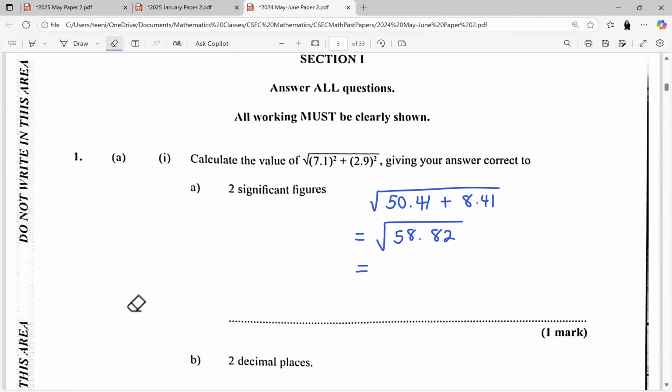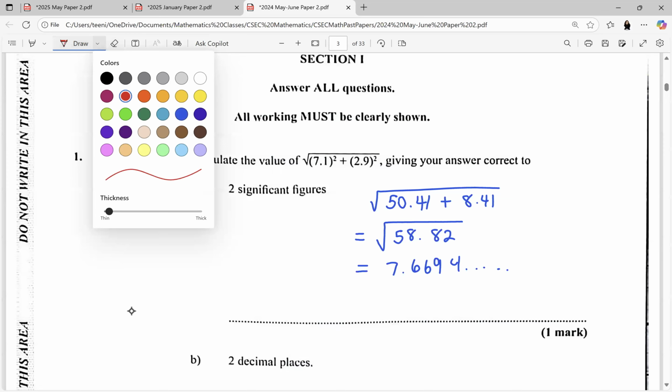Okay, so what you got? I got 7.669. Good. So it's 7.6694 and a bunch of other numbers, right? What about you, Faith and Joshua? Did you all get this as well? Yes, miss. Good. So it says two significant figures. Remember, the first significant figure is the first non-zero digit. So the first non-zero digit here is 7. So that would be your first significant figure. And then 6 is your second significant figure.